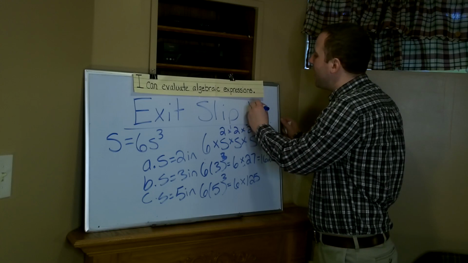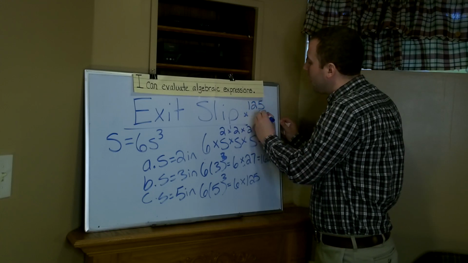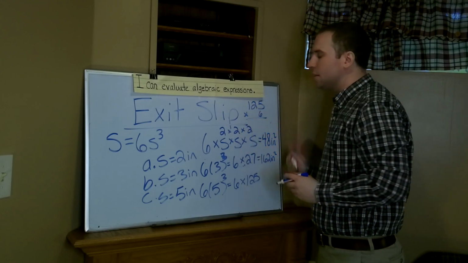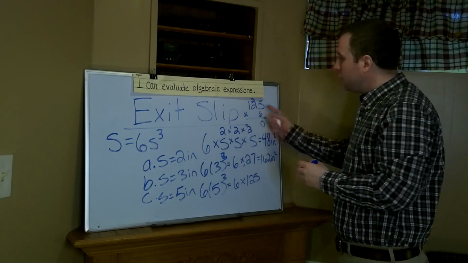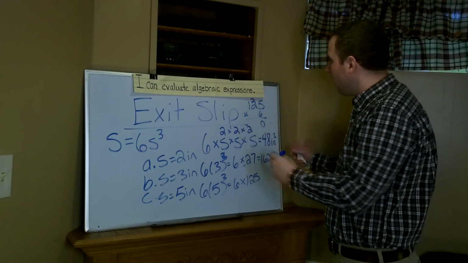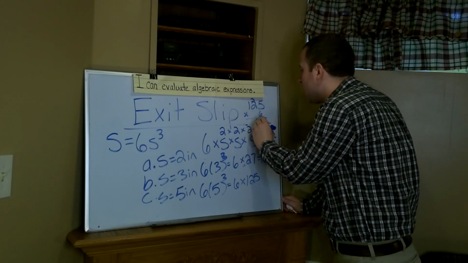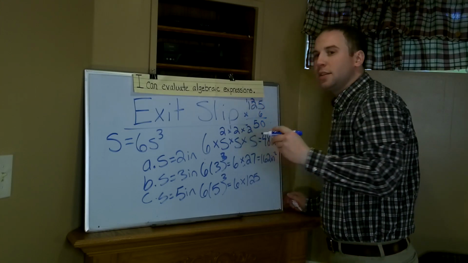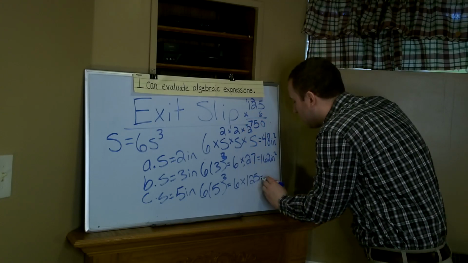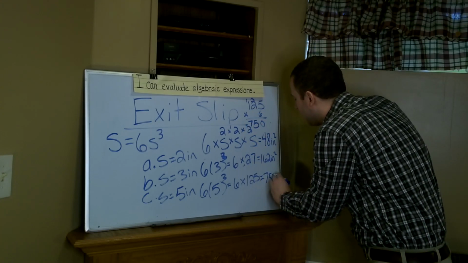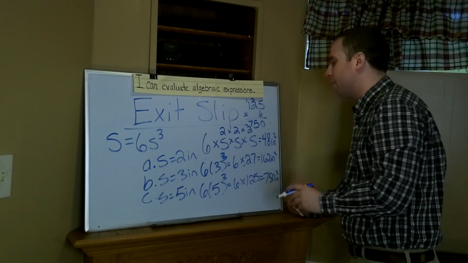In doing our math, doing it up here, 125 times 6, 6 times 5 is 30. 2 times 6 is 12. Add a 3 gives us 15. 6 times 1 is 6. Add 1 is 7. So our answer is 750 inches squared.